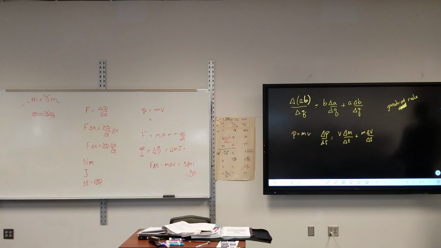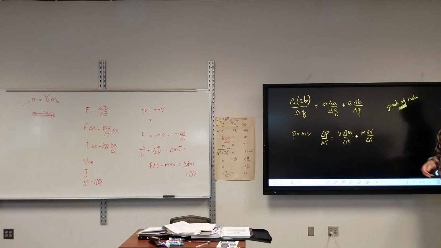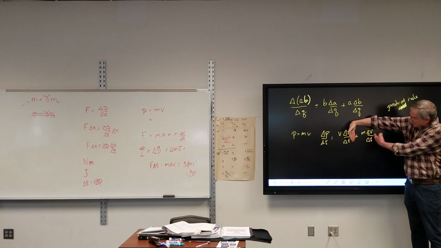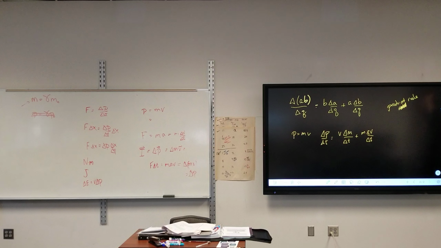Now this actually is, remember that delta p over delta t is force. This is actually the more generalized formula for force. We did F equals ma. If the mass doesn't change, that drops out, and we have mass times acceleration. But this is a more generalized form.